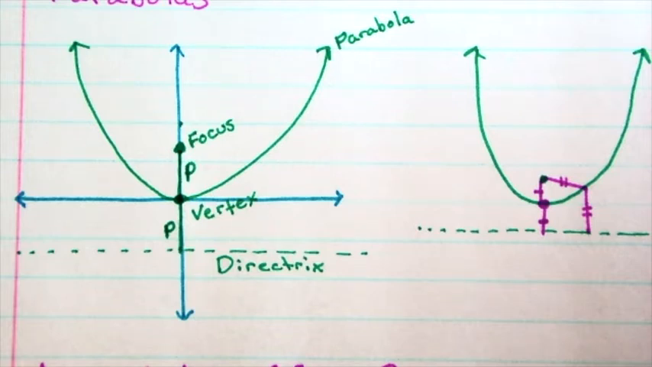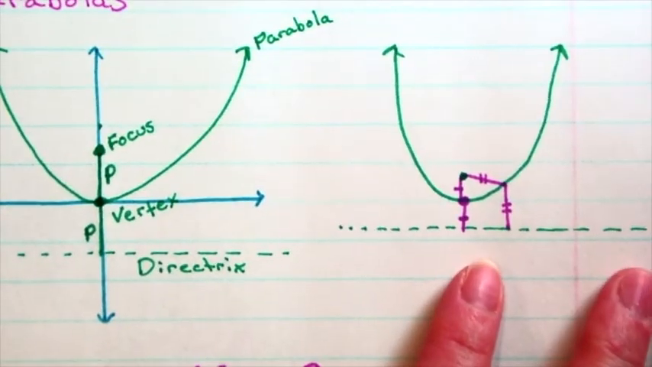Now, the purpose of these two things, the focus and the directrix, is that no matter what point we choose on the parabola, the distance from the focus to the point on the parabola, and from that same point vertically straight down to the directrix, is going to be the same distance. Just like all of the points on a circle are equidistant from the center, and the radius gives us that distance, this p-value is going to give us that distance.